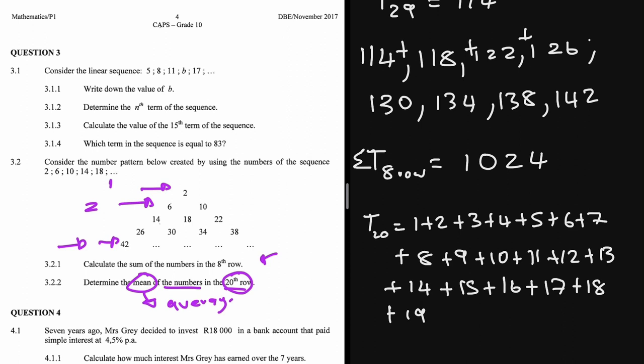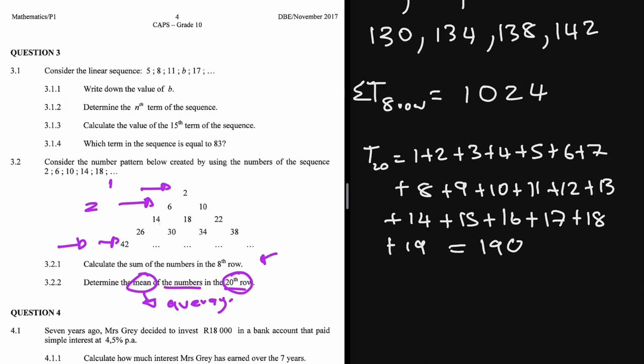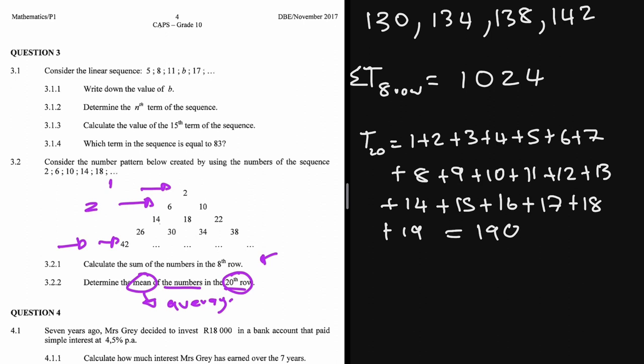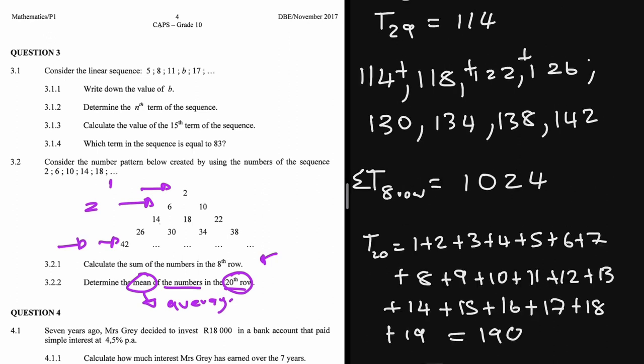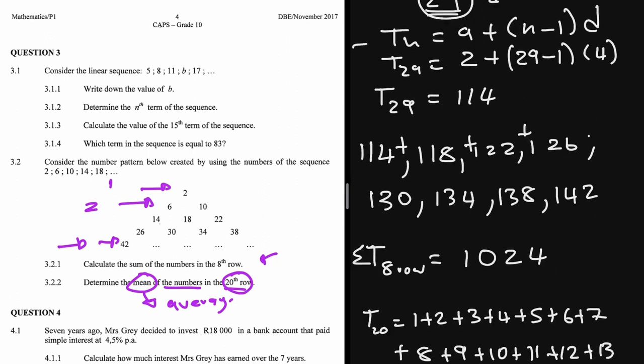So we get 190 terms. But now the first term in the 20th row is going to be term number 191. So to determine the value of term number 191, which is the first term in the 20th row, we're going to use our general solution, which is this solution that we have there.